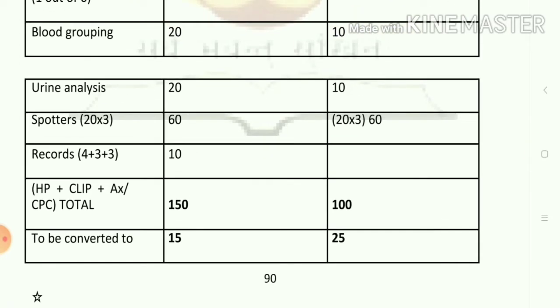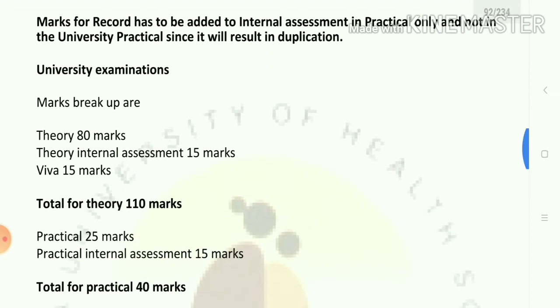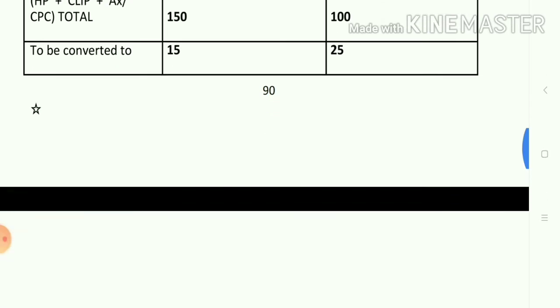Urine analysis: 20, 10. Spotters, that is 20 numbers, 60 marks, that is 20 into 3, 60 marks. Record: 4 plus 3 plus 3, that is histopathology, clinical pathology, and CPC. This is 10 marks. For the university exam there are no marks for record. Then the total is 150 marks. For the university, the total 100 marks is to be converted to 15 for internal assessment and 25 for the university.